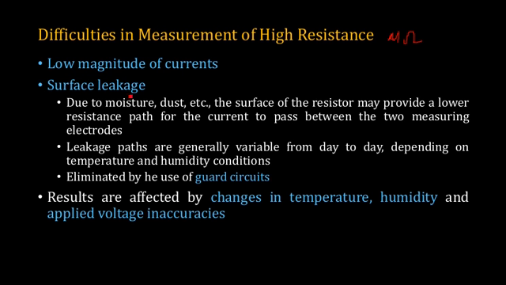Now you have another issue which is known as the surface leakage current. It can be due to the different impurities that are associated. It can also be due to the impurities that are within the insulation also. So we are generally measuring high resistance for insulators or insulation.